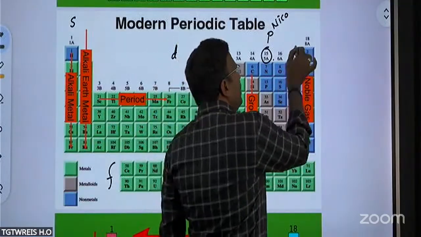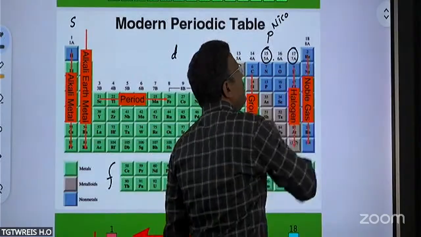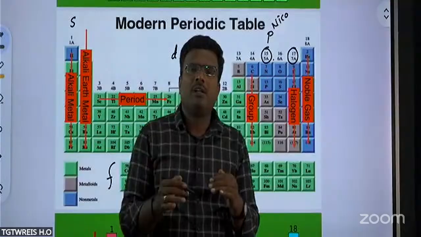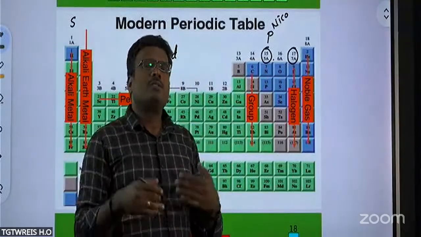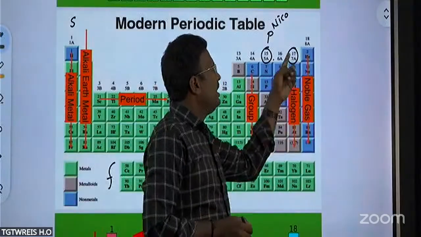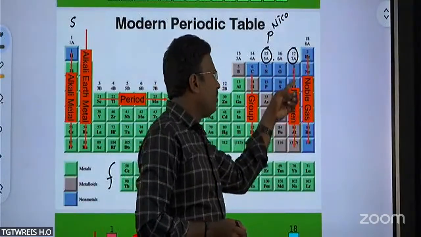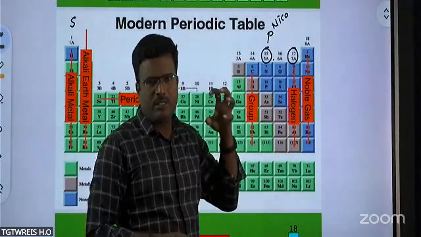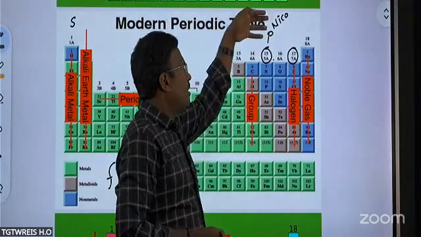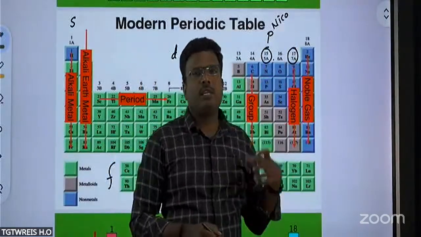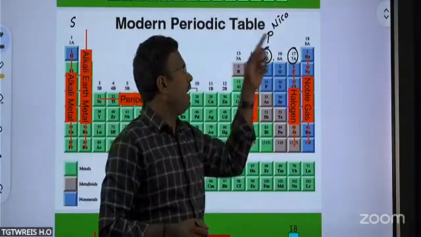Next, the 17th group elements, also called the 7th A group elements, are called halogens. Halo means salt. Those elements are obtained or extracted from sea salt. That's why those elements are called halogens. Very, very important: which of the following is halogens? What are the chalcogens? What are the pnicogens?